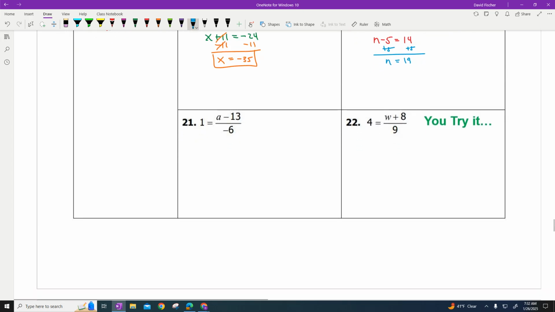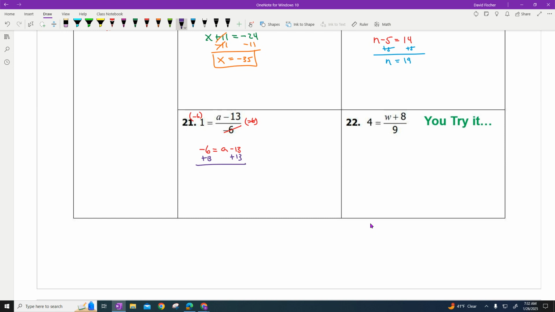Down here, who cares? The a's on the wrong side. I see something in the denominator, so I want to multiply both sides by a negative 6. There's my work. This side they go away. Negative 6 times 1 is a minus 6 over there on the left. I got a minus 13. Let's get rid of that 13.